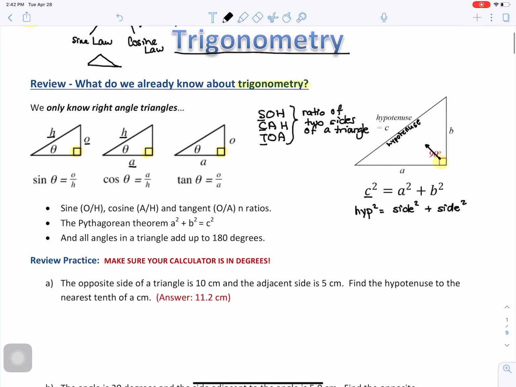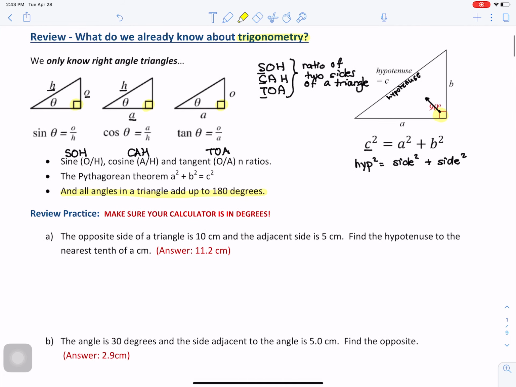So we need to know our SOHCAHTOA ratios, which are the ones above. In case you forget the ratios, try to remember SOHCAHTOA. We will need the Pythagorean theorem, and we will also need one of the rules we've already learned, our triangle rule, that the angles in a triangle add up to 180.